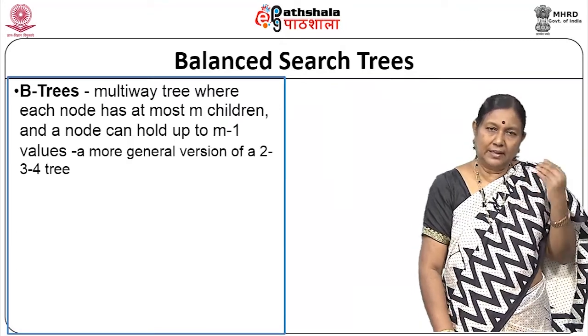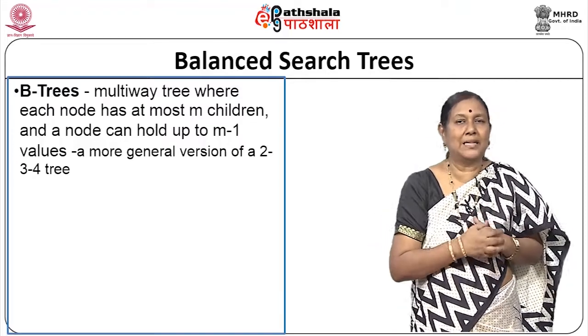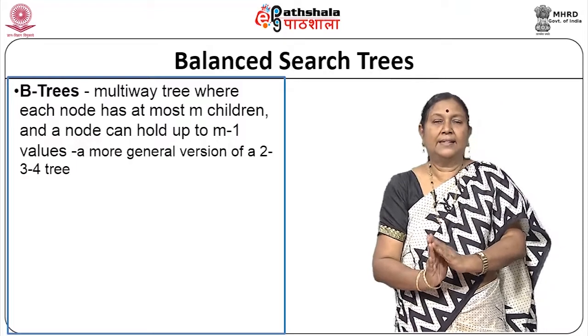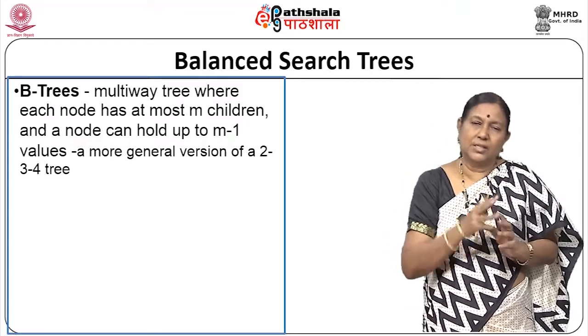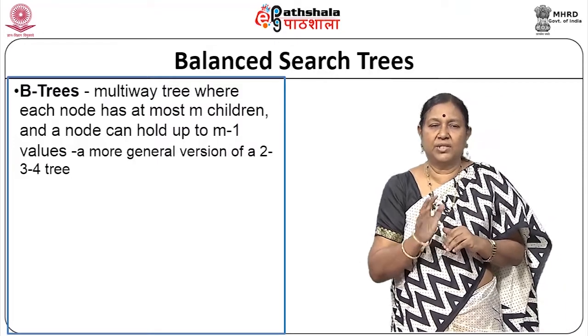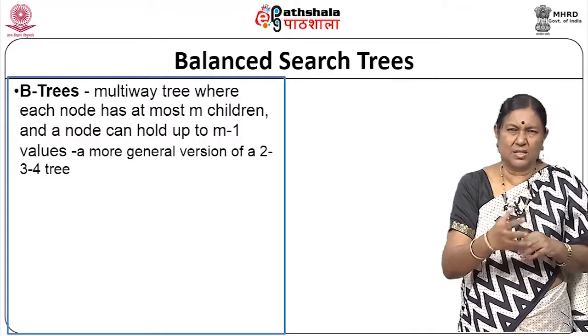So, another way of balanced search tree. In this first introduction we are looking at all the balanced search trees that we are going to look at. One was 2-3, one was 2-3-4, and the next we are looking at is B tree. This is again a multi-way tree, where each node can have at the most m children, and a node can hold up to m-1 values. So, this is true for all the 3.